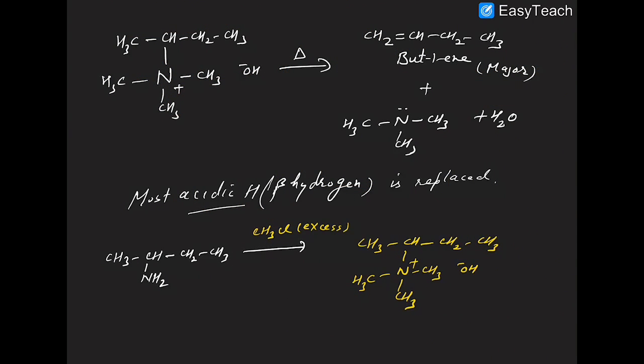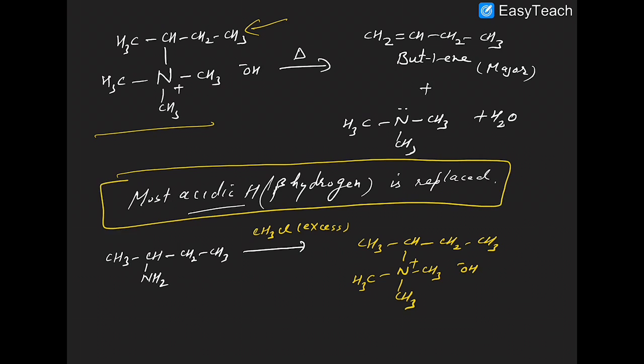Now look at the next case. The next case is a quaternary ammonium salt. When a quaternary ammonium salt is heated in the presence of base, then the Hoffman product is the dominant product. Here you can have the formation of 2-butene and also 1-butene. But in the case of a quaternary ammonium salt, this is the rule. What is the rule? The most acidic hydrogen is replaced.